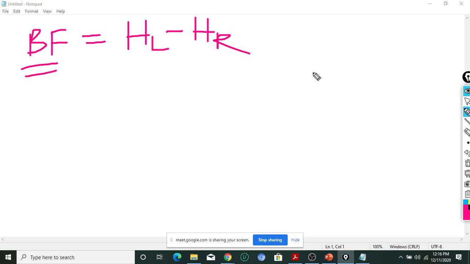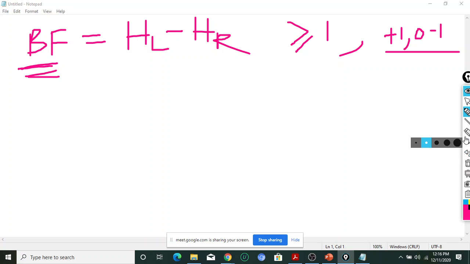And the balance factor is at most 1. What does it mean? It means the balance factor may be 1, 0, or minus 1. So these three values are possible for the balance factor. If this condition is satisfied, then we can say it is an AVL tree. Before that we have to understand how to calculate the balance factor of a particular root node. Let me make it a simple example.